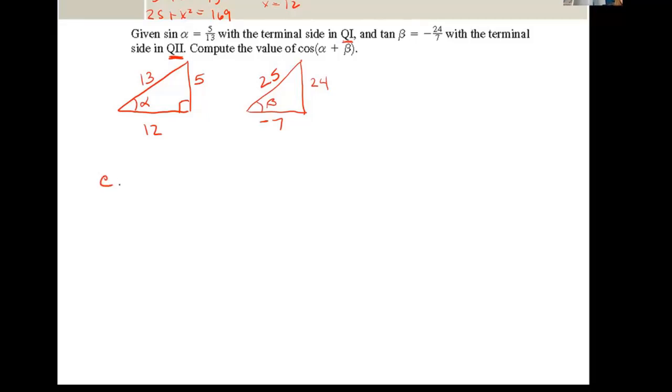And so I want to use my formula, which says cosine of alpha plus beta is equal to the cosine of alpha, cosine of beta, and then the sign changes. So it would be sine alpha, sine beta. All right, good. So do we know what this cosine of alpha is?